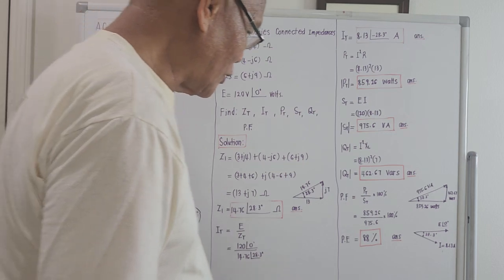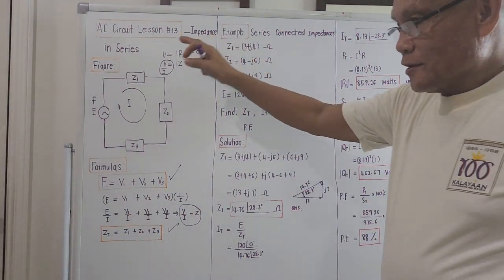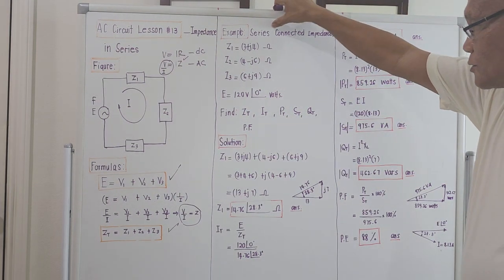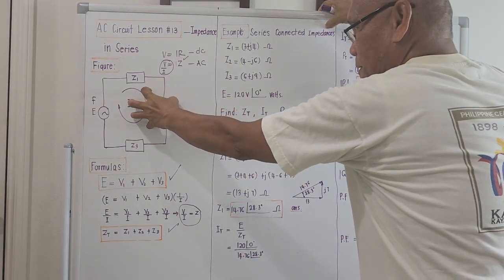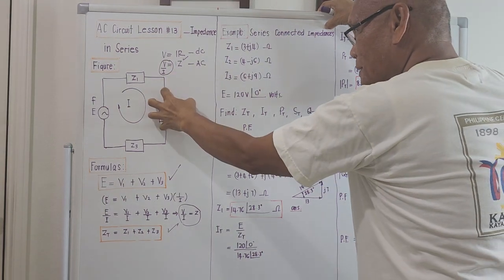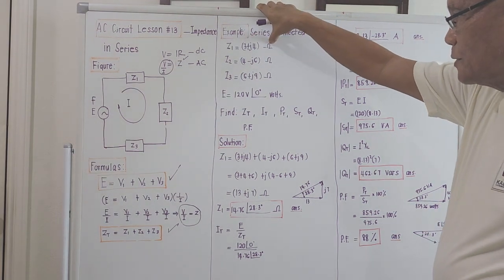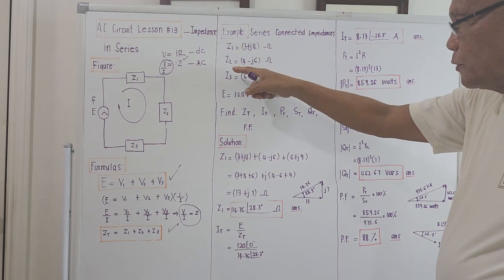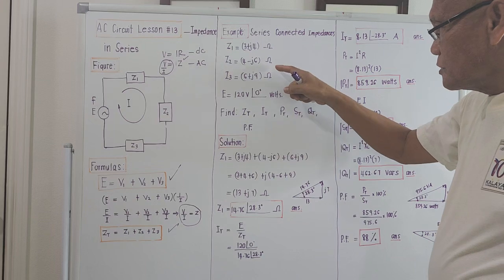Okay, I will try to give you an example problem for impedance in series, okay? Series connected impedances, okay, this one. I'm referring to this problem, to this figure here. I will put the value of Z1 to be 3 plus j4. This is plus, so this is an inductive load. I will put Z2 to be equal to 4 minus j6, this is minus, so this is a capacitive load.